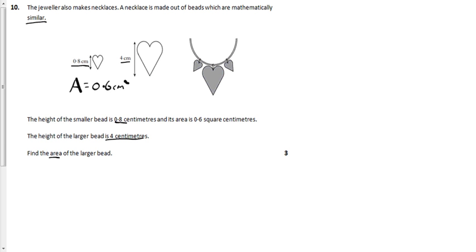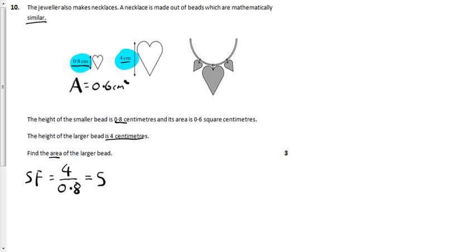So, a couple things I need to do here. First things first, I would need to find my scale factor. Now, my scale factor, well, I can construct my fraction 4 over 0.8, as I've got the size of the bigger one divided by the size of the smaller one. Putting that into my calculator gives me 5.